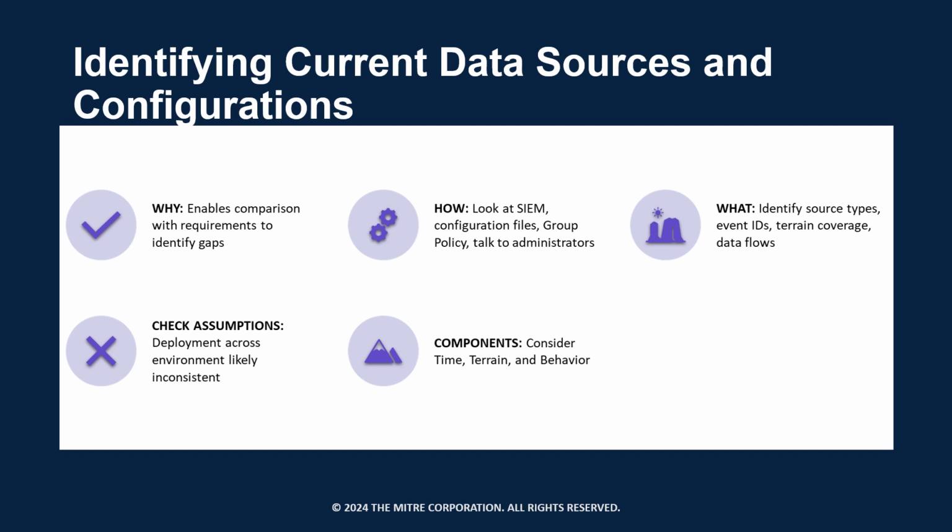The why of why we need to identify current data sources and configurations is that we need to be able to compare our data requirements against what the current state of data sensors are in the network. This will enable us to identify any gaps that may exist in what we want versus what we need. We do this a variety of ways, a lot of which will involve talking to network managers, network architects, and network owners. Depending on the details of the network, some things to look into is the SIEM, any available configuration files for existing tools, and group policy settings.